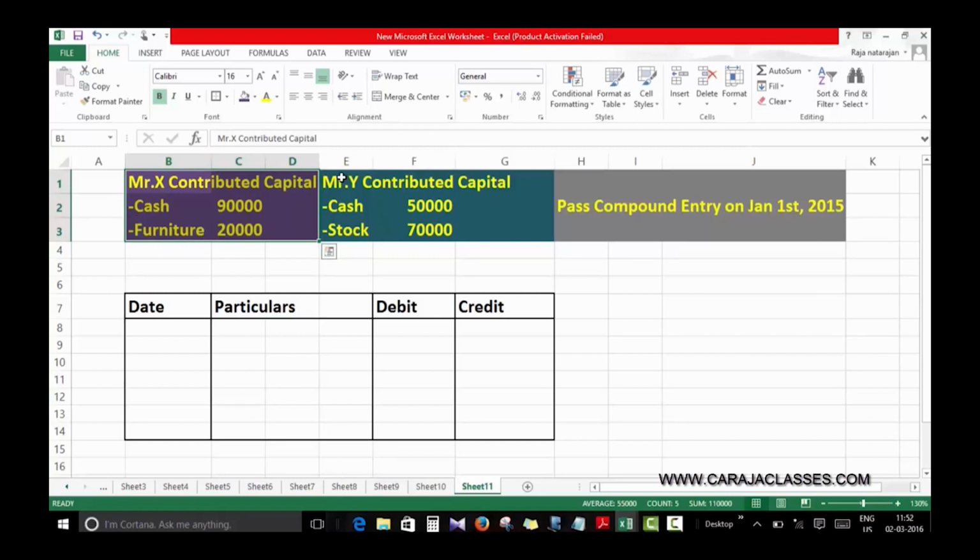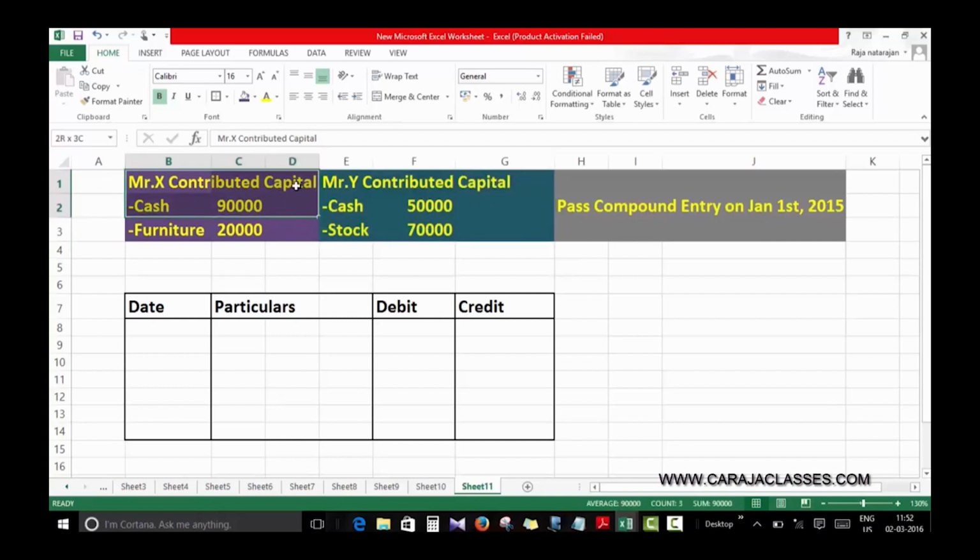Similarly, when Mr. Y contributes capital, the one account that is affected is capital, the other account is cash. So one transaction is going to be cash and capital, the other transaction is going to be stock and capital. So how do you decide which account should be debited and which account should be credited?